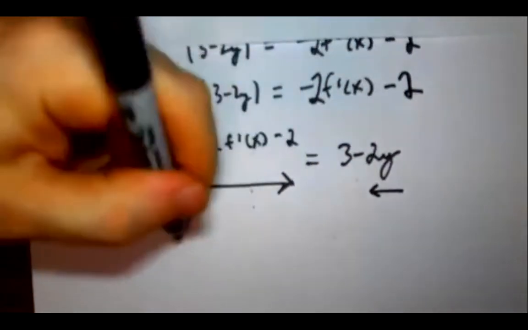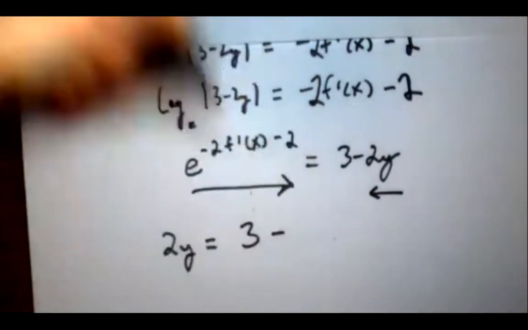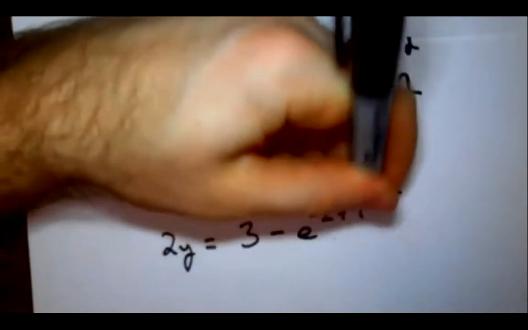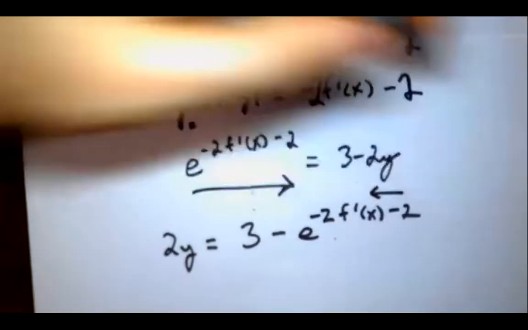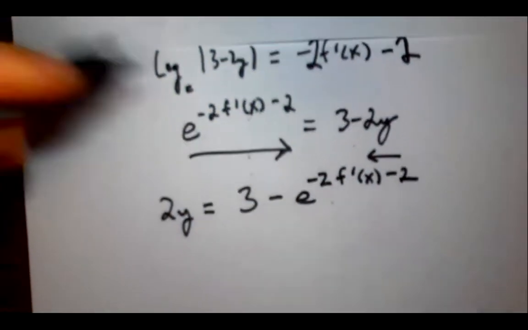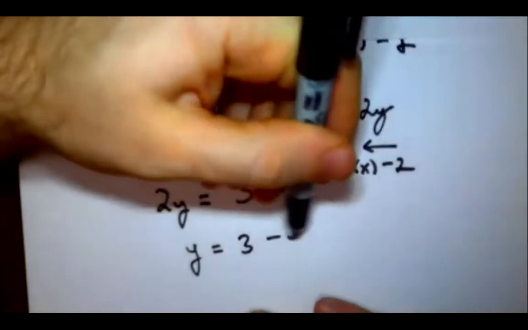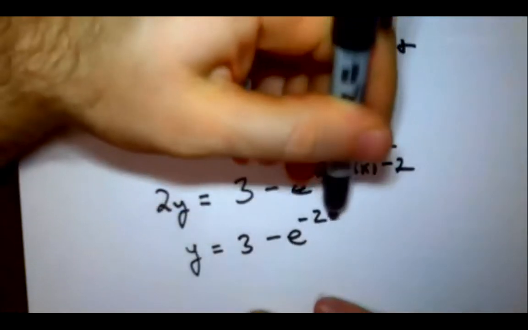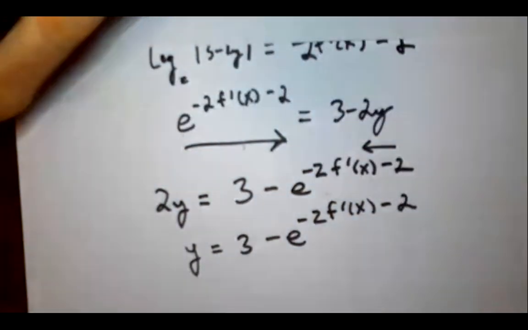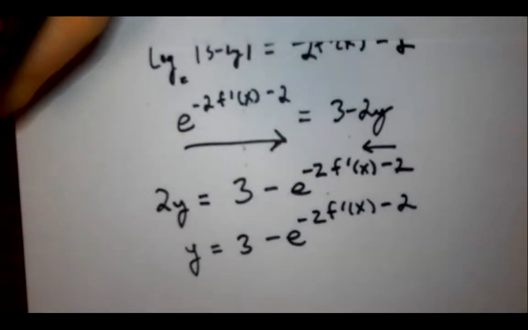At least because now we're looking at 2y is equal to 3 minus e to the -2 f prime of x minus 2. And then your last step is going to be to divide this by 2. So that's going to be y is equal to 3 minus e to the -2 f prime of x minus 2, all over 2. Make sense? Yes. Okay. Does anybody have any questions up to that point?